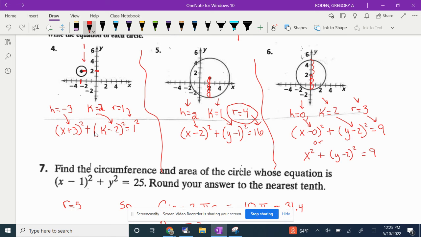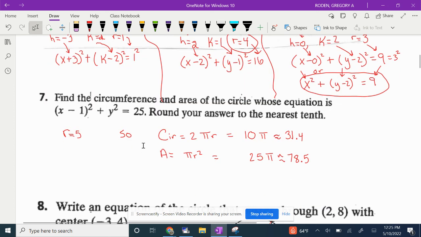And so remember, x minus 0 is just x. X squared minus 0 squared is x squared. And then we have the y minus 2 squared. And then we have, remember, 3 squared. So 3 squared equals 9. And there's our equation of that circle.